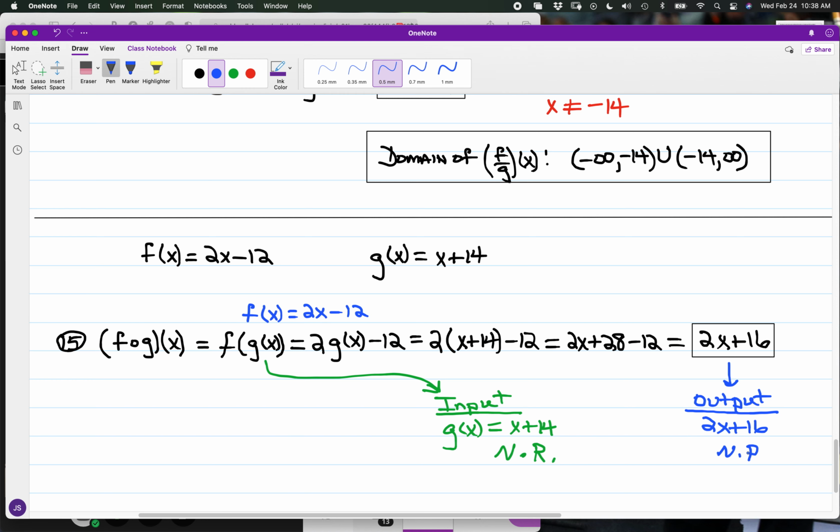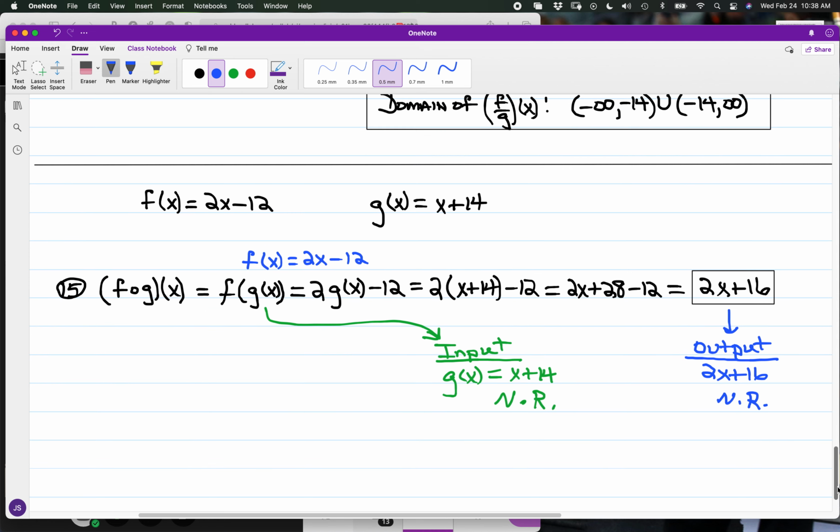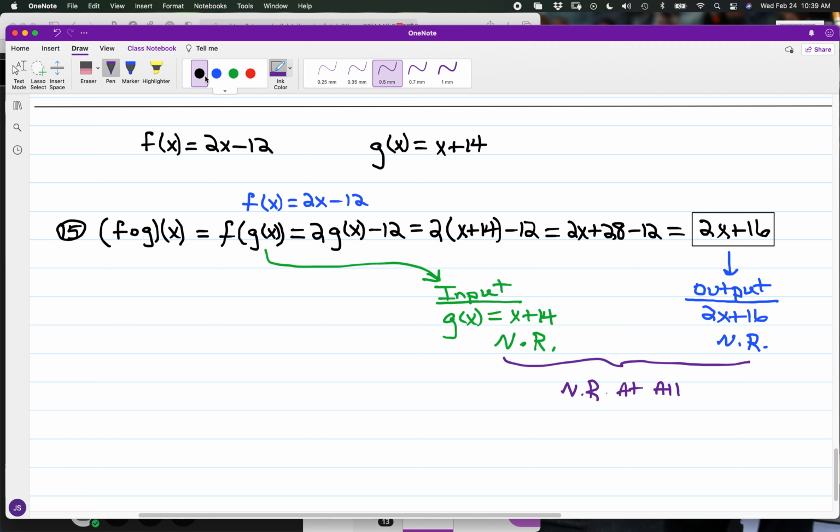Okay, so looking at combining the restrictions, if any, of the input and output, this will define the domain of what we have for the composition involved. So between the input and output, there is no restriction at all. So this means that for the domain of f composed of g of x, this is also going to be the set of all real numbers.